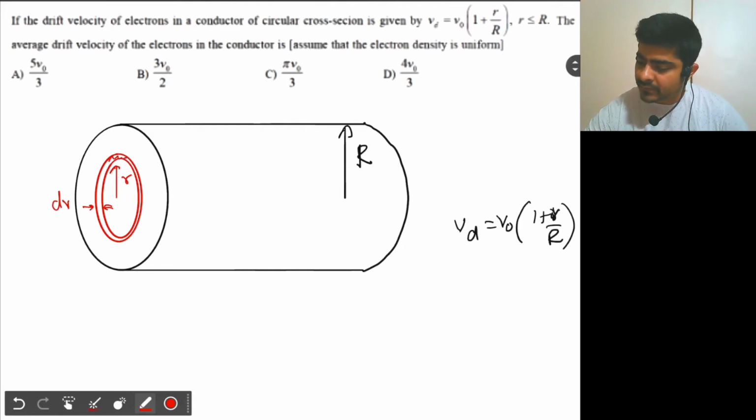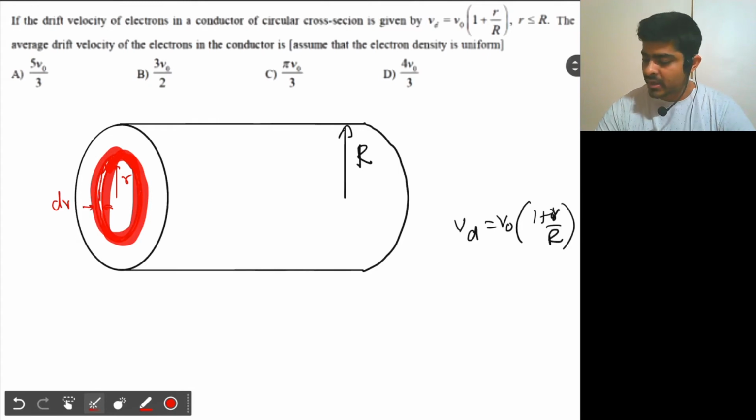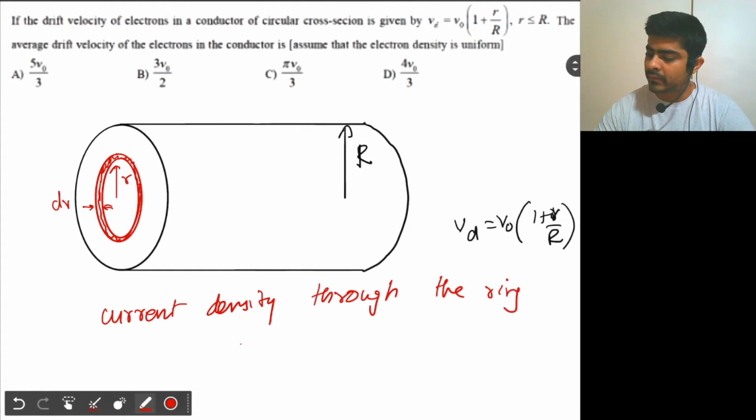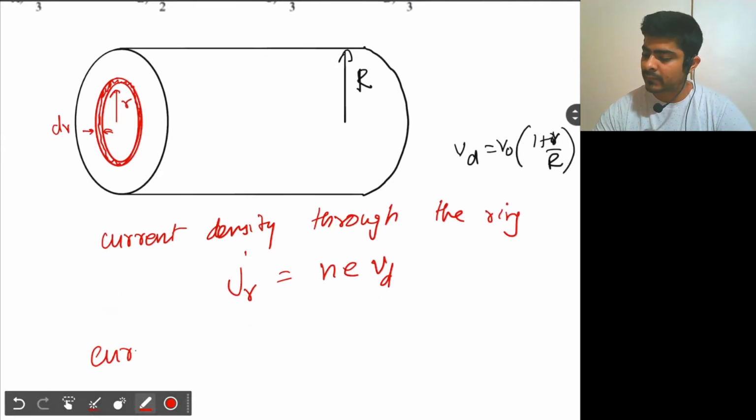So through this ring, through this cross section, the electrons that are flowing have this drift velocity. So the current density through this ring at radius r will be how much? J is equal to NeVd. So the current through the ring will be how much?